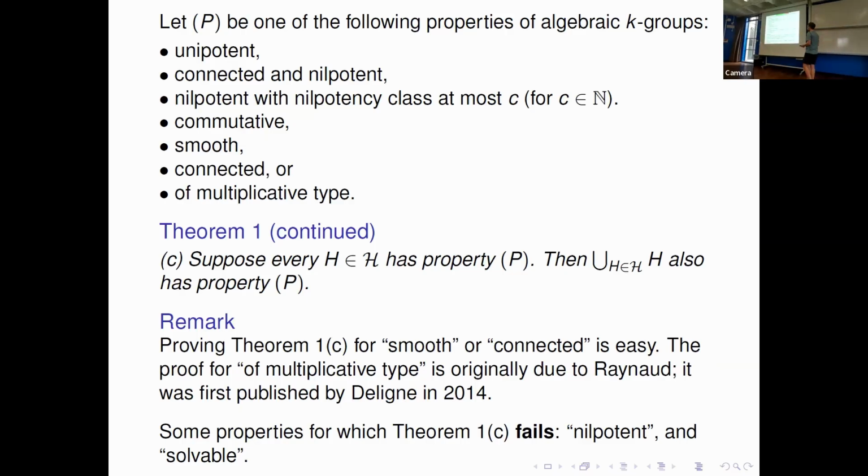But some properties for which this fails are nilpotent and solvable. For solvable, take, say, SL2 in characteristic 2. Each of the Frobenius kernels is solvable. I think the first one is nilpotent. Anyway, each of them is solvable, but the schematic union is all of SL2, which is not solvable. So that's the counterexample there. And for nilpotent, you can find a counterexample inside the multiplicative group semi-direct with Z/2 acting by inversion.